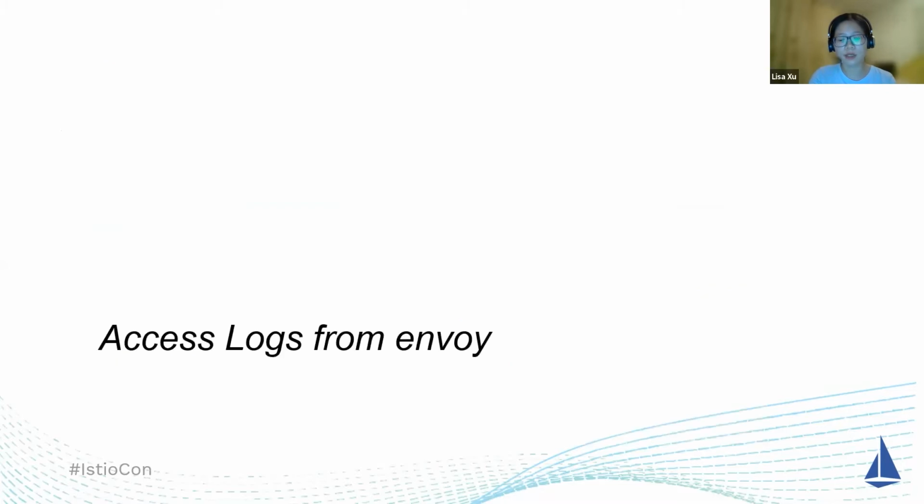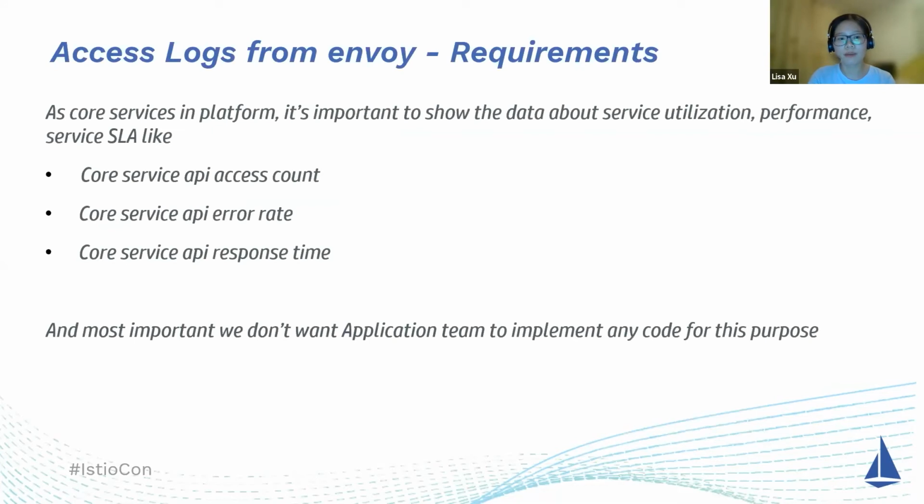So first, let's take a look at the access log from Envoy. As I mentioned, as we are working on a platform, it's key for us to show some data like our core service utilization and the performance of our service. For example, if I want to know my core service API access count, error rate, and response time, how should I do it? Because I don't want to ask my core service development team to implement any code for this. I want my infra to tell this data directly to me.